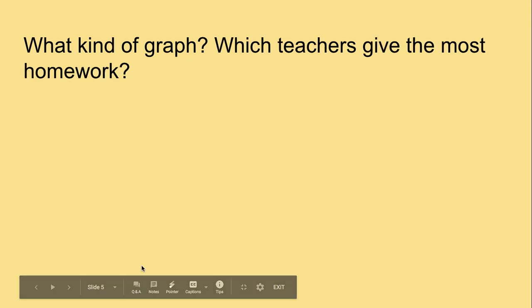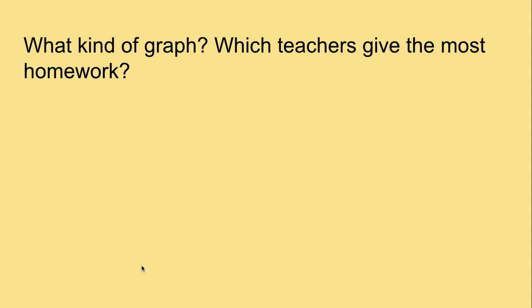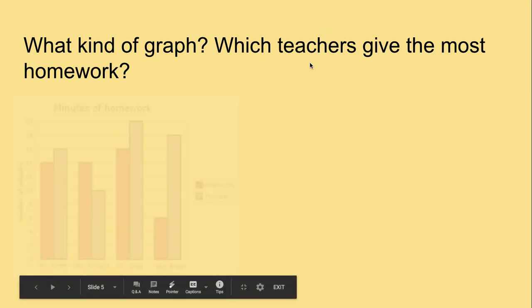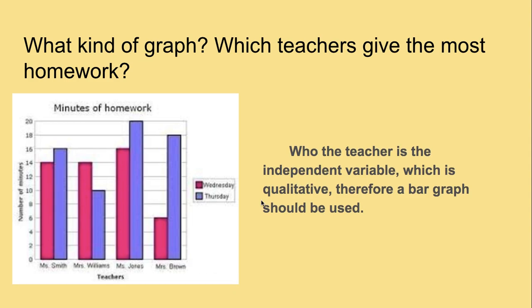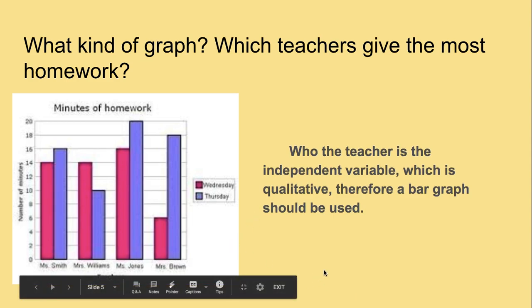All right, let's take a look at another one. What kind of graph for this one? Which teachers give the most homework? What is the independent variable here? Is it the teacher or the homework? Does the amount of homework change what teacher you have, or does the teacher you have change how much homework you get? The answer is the teachers. Who the teacher is, is the independent variable, and that's a quality. Therefore, we'll use a bar graph.